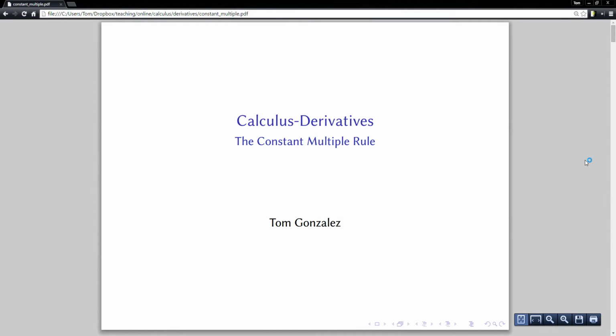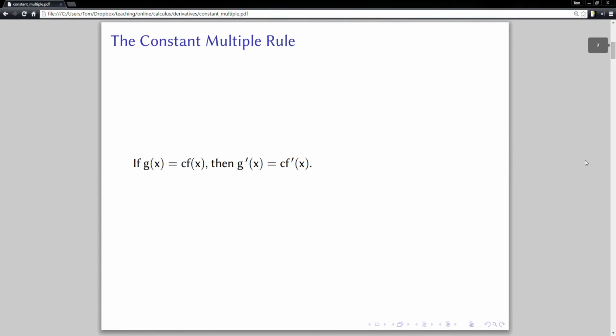In this video, we're going to talk about another rule that helps to take the derivative, and that is the constant multiple rule. Here's the statement of the constant multiple rule.